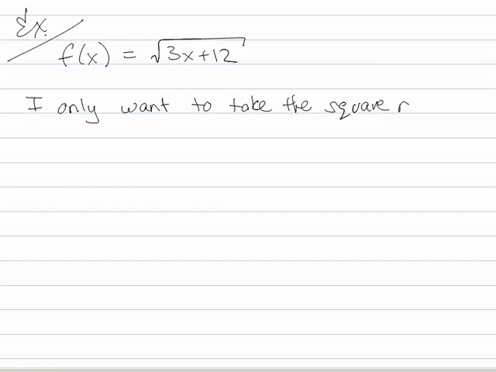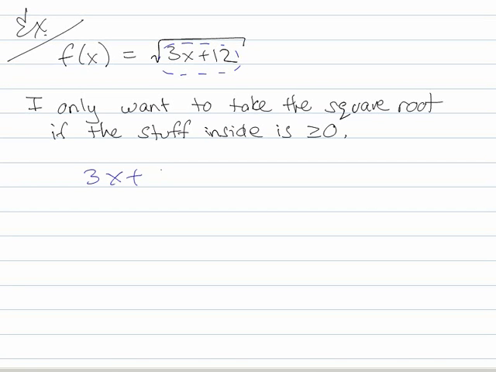Oh, I spelled it out wrong. I only want to take the square root if the stuff inside is greater than or equal to 0. All right, so if the stuff inside is greater than or equal to 0, this is what I want.